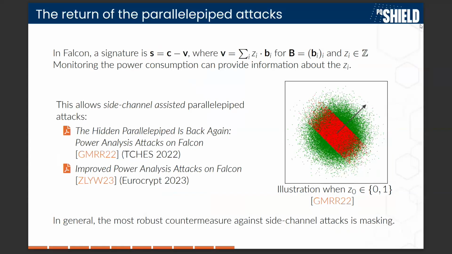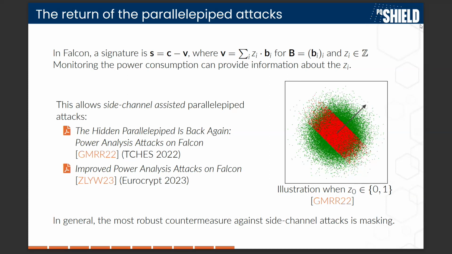And so when people have taken a look at these signing procedures, they've asked: is there side channel information we can use to mount parallelepiped style attacks by getting partial information during the signing procedure? In Falcon, remember that a signature looks like this initial solution C minus this lattice vector that's near C. And this lattice vector is some integer combination of the secret basis. So if you monitor power consumption or other side channels, you can get information about these coefficients Zi here. And so there have been a couple of side channel assisted parallelepiped style attacks.